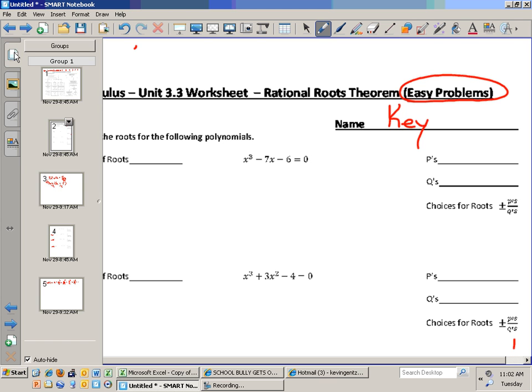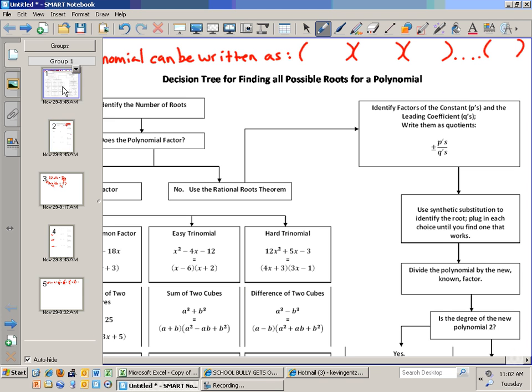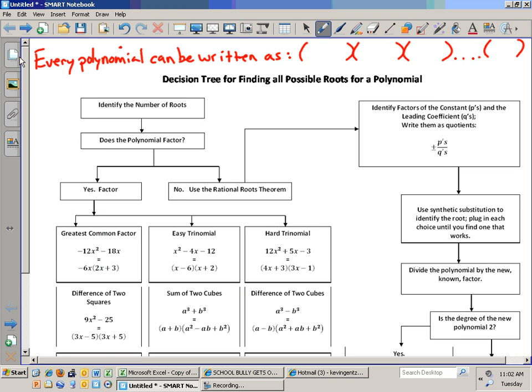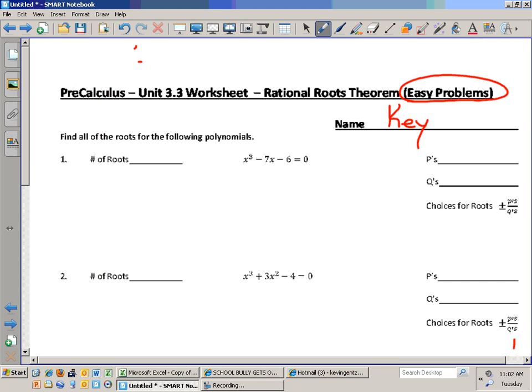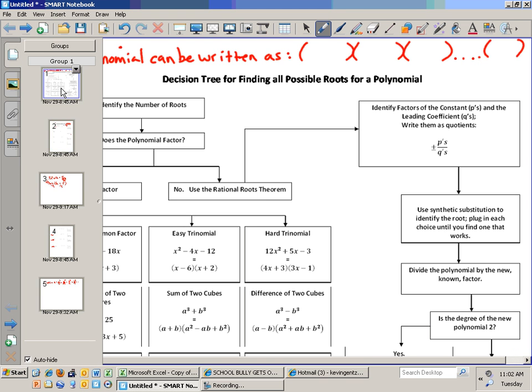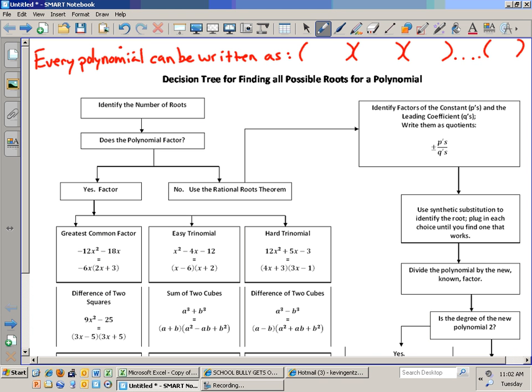And our decision tree first tells us that we identify the number of roots of the polynomial. How many roots are there in this problem? How many solutions? There are 3. That leading degree tells us exactly how many solutions there are. There are 3 solutions. And then we go down the list, and the next thing it says is, does the polynomial factor? Does it? No, it doesn't. So now we're over on this side, and we're left to use the rational roots theorem.